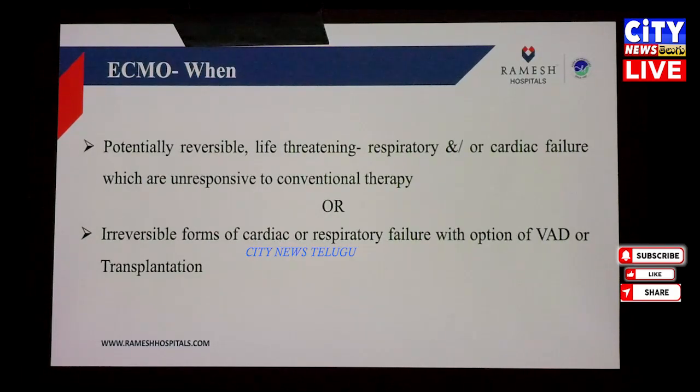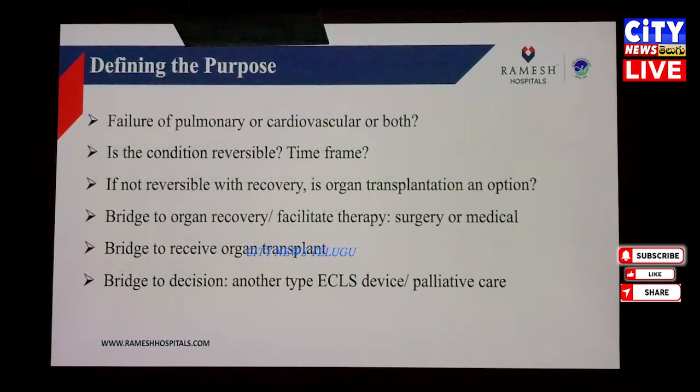Now, when do we use ECMO? This was about the what of ECMO. When is ECMO needed? Grossly, you can classify ECMO requirement into two categories. Patients who have potentially reversible but life-threatening respiratory or cardiac illnesses which are unresponsive to maximal medical therapy, or it could be an irreversible form also, but then that patient is a candidate for a ventricular assist device or a lung or heart transplantation. So in these scenarios, you can use ECMO.